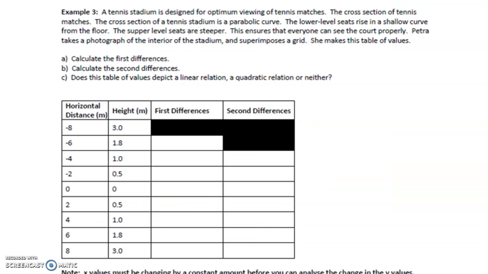Okay, example 3. A tennis stadium is designed for optimum viewing of tennis matches. The cross-section of a tennis stadium is a parabolic curve. This means that it's a parabola, therefore it probably looks like this, okay? The lower level seats rise in a shallow curve from the floor. The upper level seats are steeper.